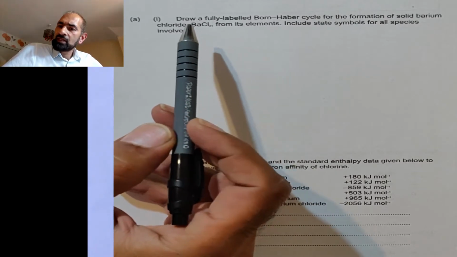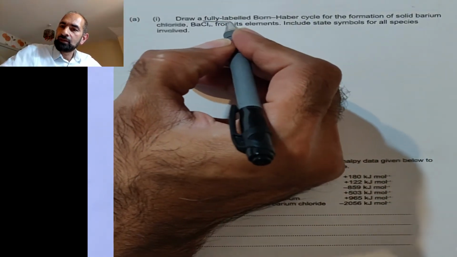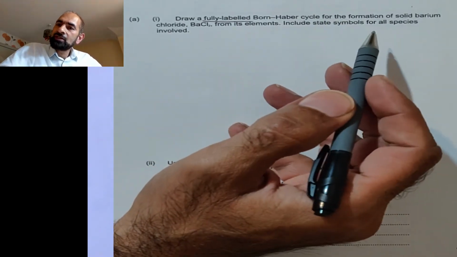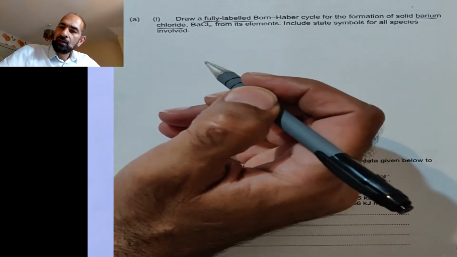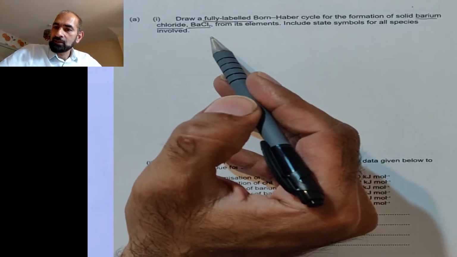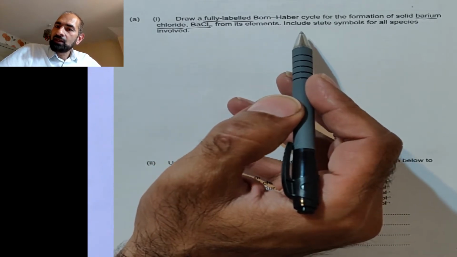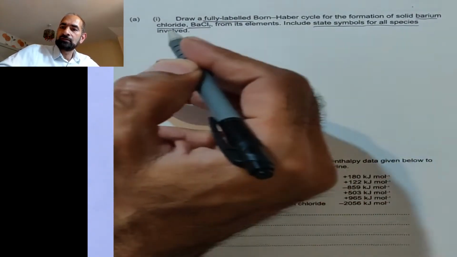Okay, so it says draw a fully labeled Born-Haber cycle for the formation of solid barium chloride. So this is barium chloride, and there's the formula. They've been kind enough to give us the formula, but sometimes they don't, from its elements. Include state symbols for all species involved.